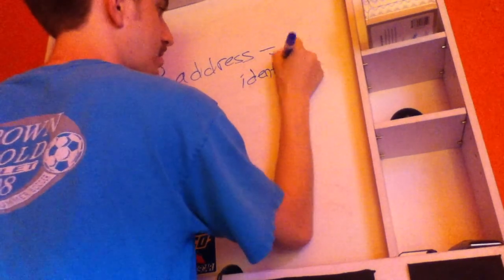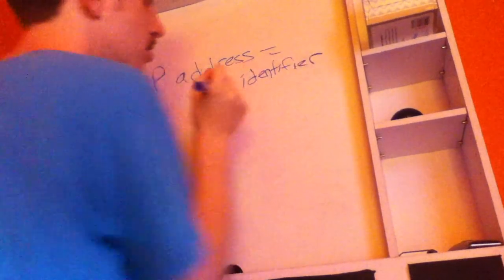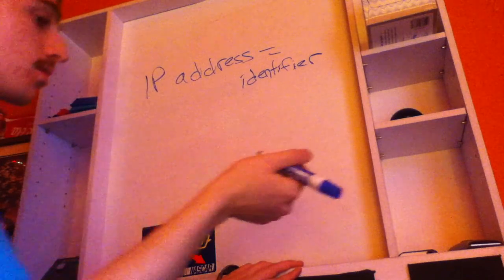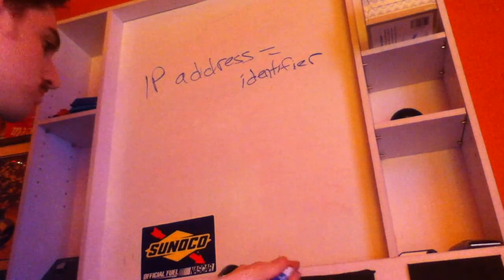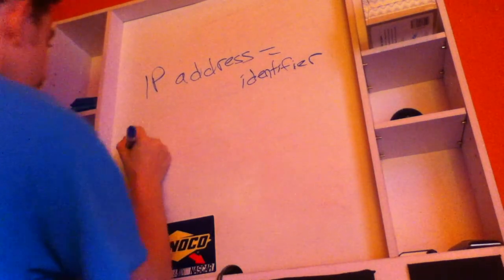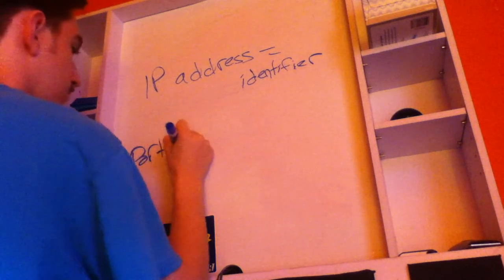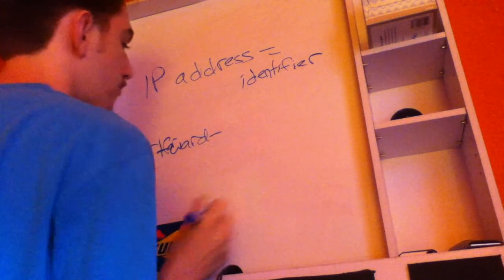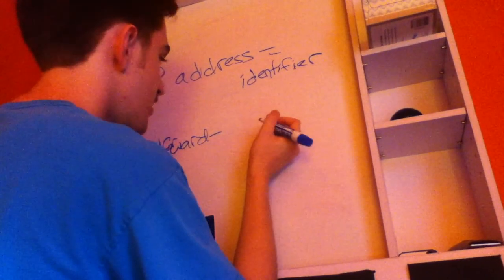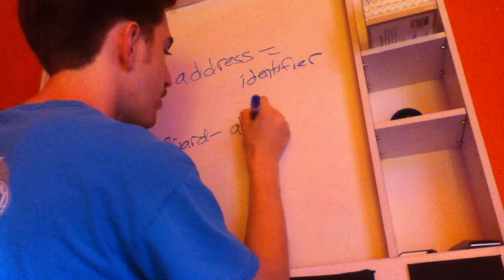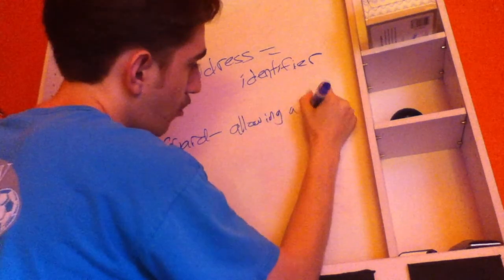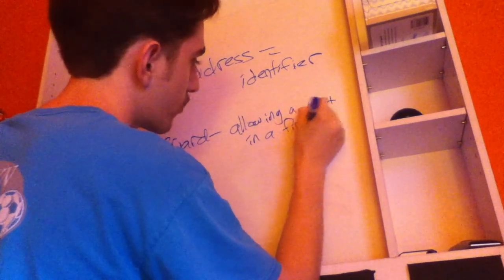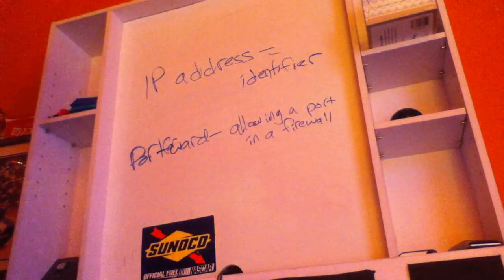Identifier. It's an identifier, and also it allows computers to connect to you and transfer. You can host a file. And then what port forwarding is... Sorry if I spell stuff wrong, I'm in a rush as usual. Port forwarding, all it's doing is basically allowing a port in a firewall, which is the router's firewall. That's all port forwarding is.